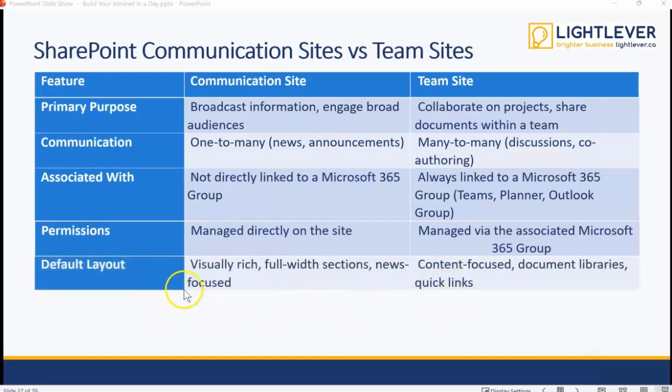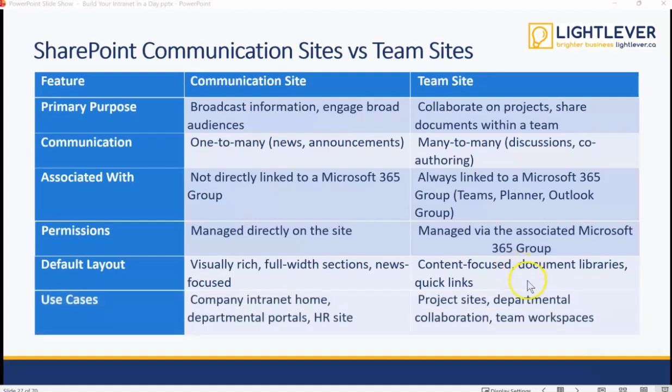The default layout of a communication site is visually rich with some full width sections, some news focused. It's really focused on the look, whereas the team sites are focused on the content. How do I get to my files quickly? What are the quick links? That sort of thing. Now, this is the default layout. You can actually make a communication site and a team site look identical. It's just behind the scenes, there are some important nuances that we're listing here.